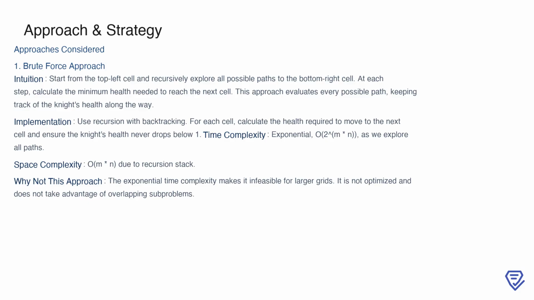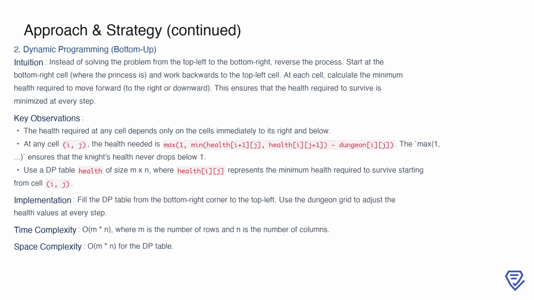The time complexity is exponential, 2^(m*n), because it evaluates all possible paths without leveraging any optimizations. Additionally, the space complexity is O(m*n) due to the recursion stack. Ultimately, this method is infeasible for larger grids as it doesn't take advantage of overlapping subproblems, making it highly inefficient for practical use. An efficient alternative is the dynamic programming approach, specifically a bottom-up method.